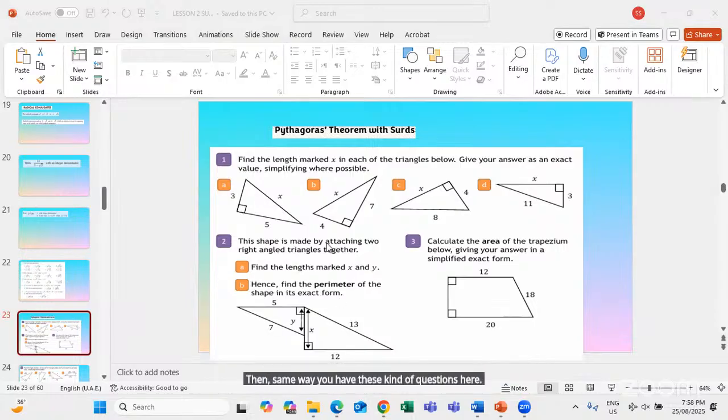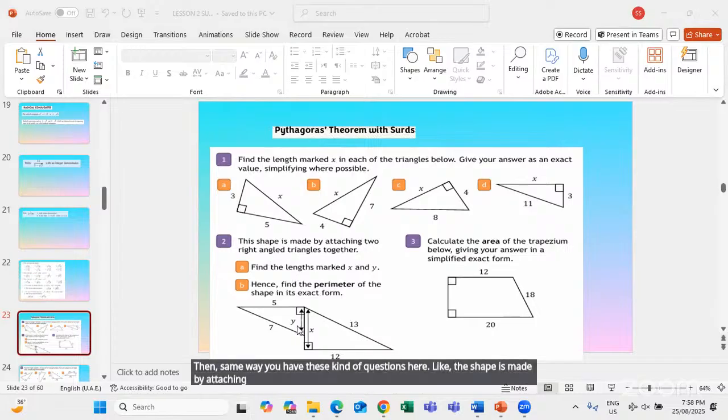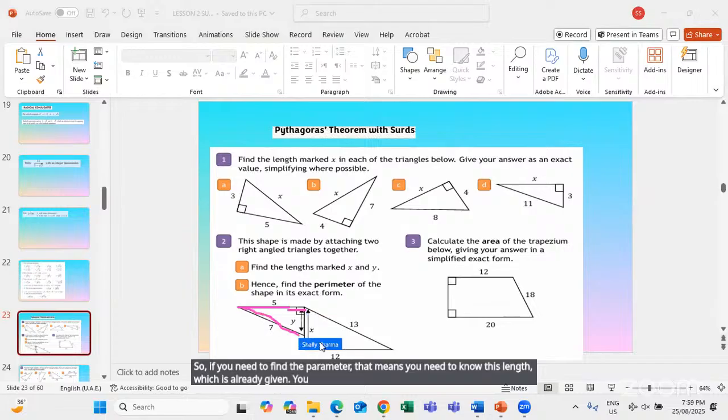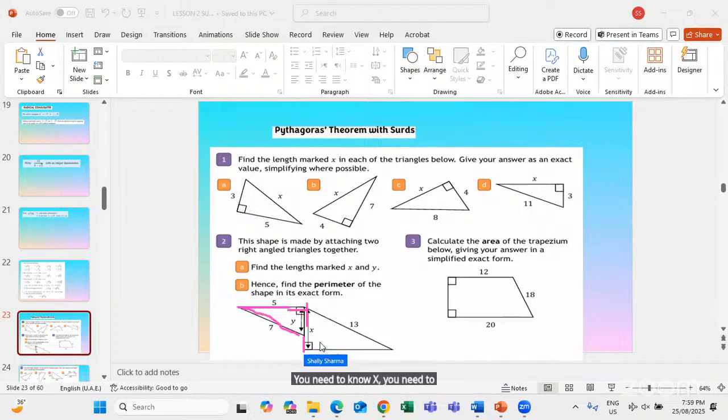The shape is made by attaching two right triangles. Find the value of x and y and hence find the perimeter of the shape in exact form. If you need to find the perimeter, that means you need to know this length, which is already given, this length, you need to know x, and you need to know y.